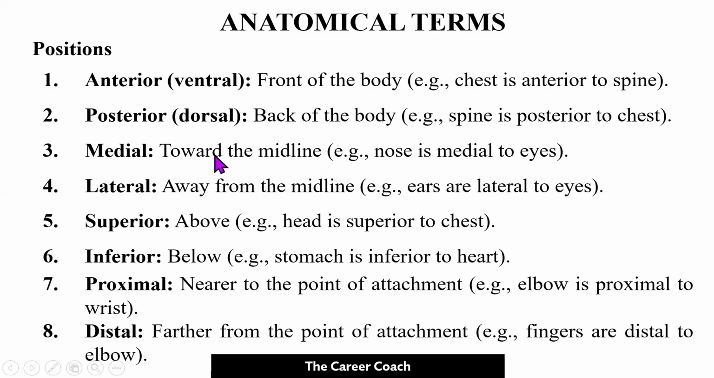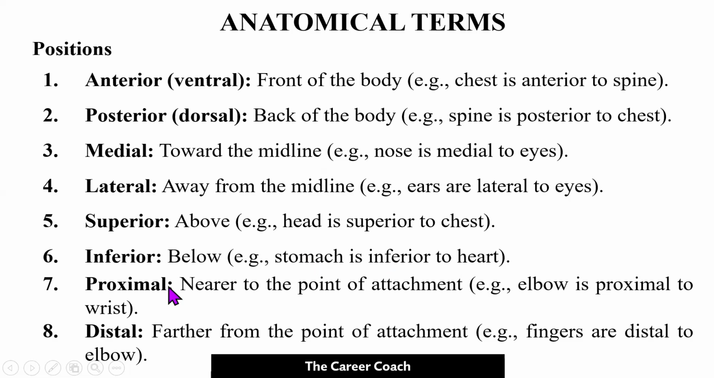3, medial. Medial means towards the midline. For example, the nose is medial to the eyes. 4 is lateral. Lateral means away from the midline. Example, the ears are lateral to the eyes. 5, superior. The word superior means above. For example, you can say the head is superior to the chest. The 6th word is inferior. Inferior means below, and you can say the stomach is inferior to the heart.